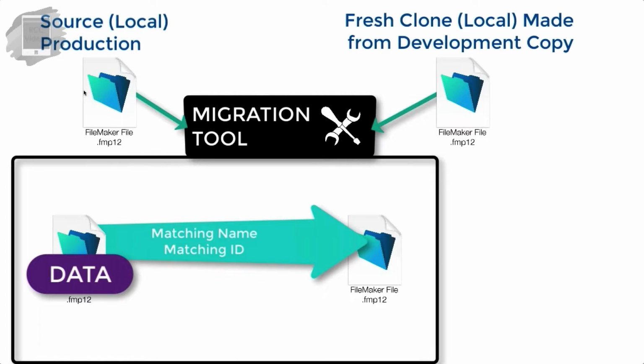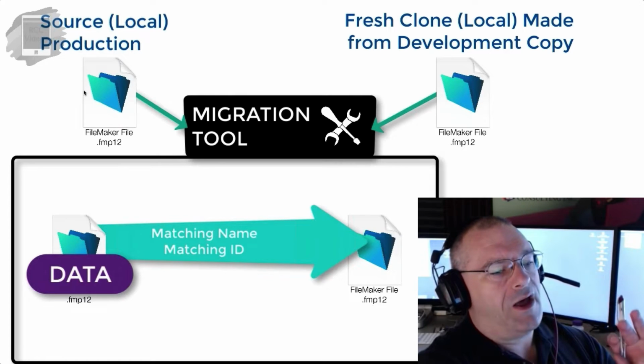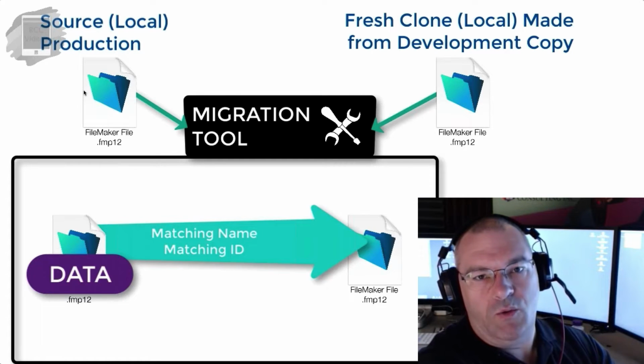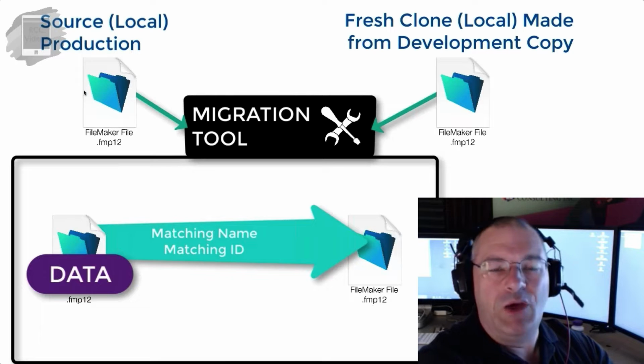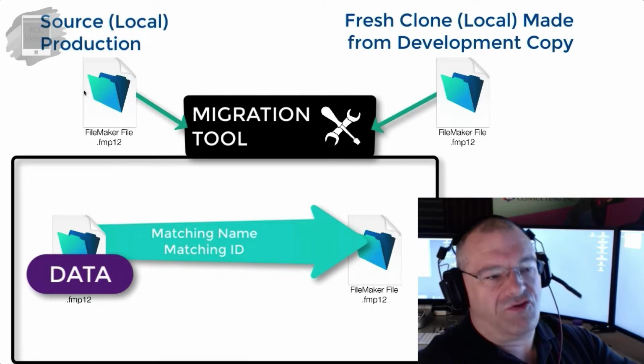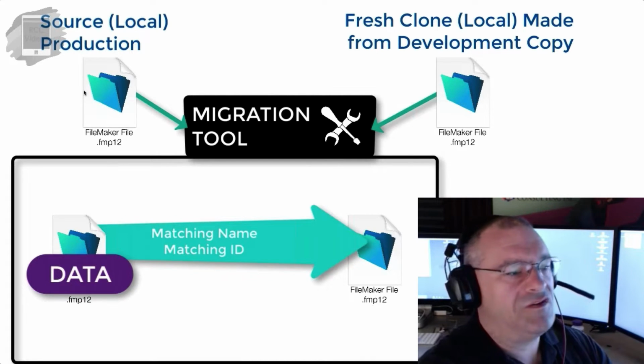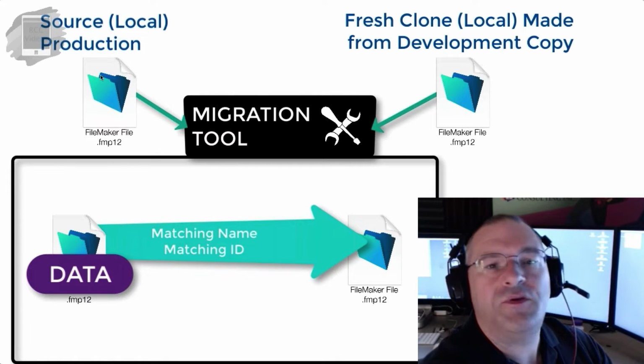So what the data migration tool does is it basically takes all the data out of the older file and moves it over to a clone of the new development file. A clone is a stripped down version of the file with no data in it. So this file over here has all the data from your users.